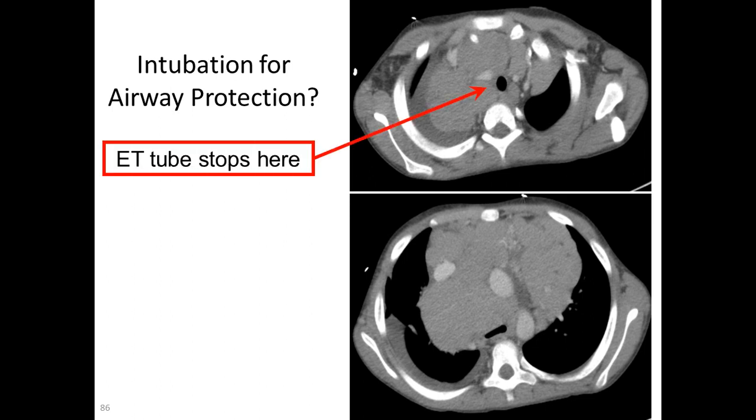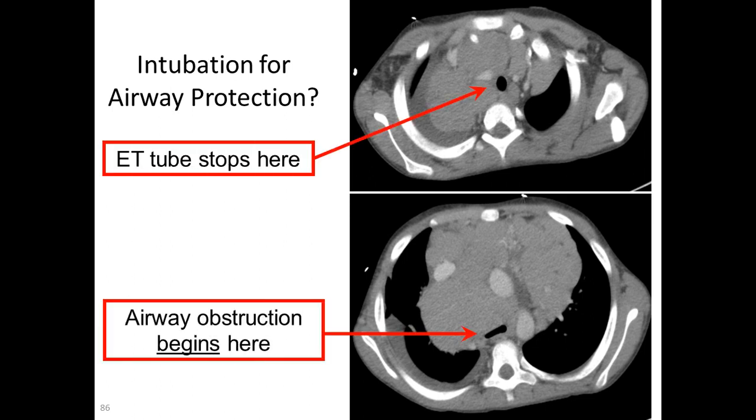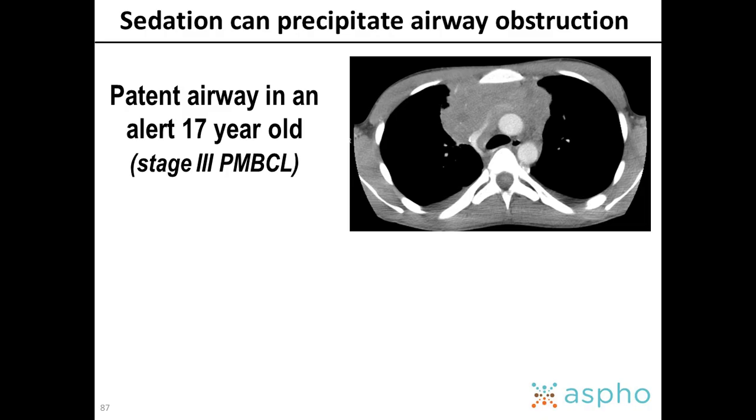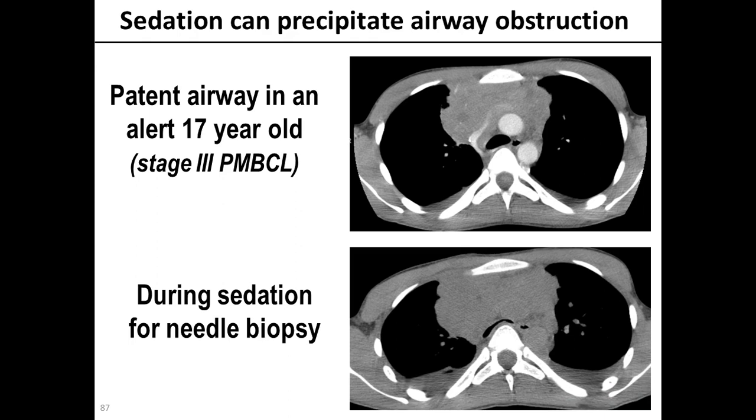Your ET tube stops here. Your obstruction begins distal to that. So the answer is clearly no. Sedation can precipitate airway obstruction. This is a patent airway in a 17-year-old alert patient who had a primary mediastinal B-cell lymphoma, but he was sedated for a biopsy of this, and look what sedation does to his trachea.